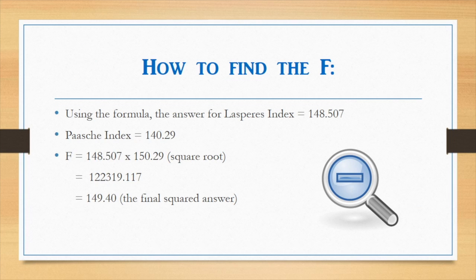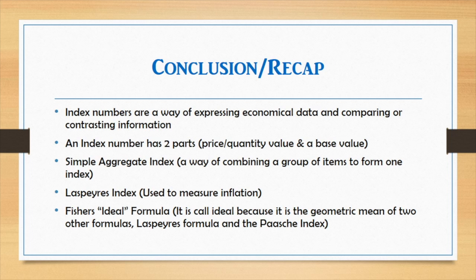And then how to find the F, as mentioned before, you just multiply it and then take the square root of it, and the final answer would be $149.40. And I would also like to mention the QN and the PO, they actually represent the past and the present value, as you can see by the 2000 and the 2004 and 2008 years.